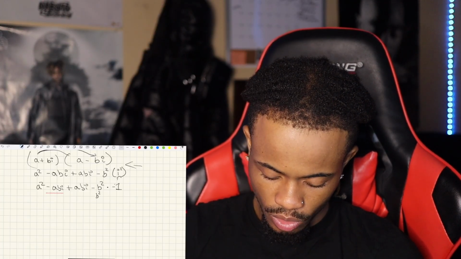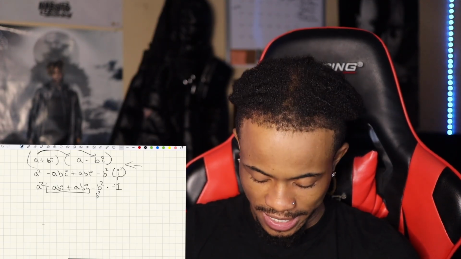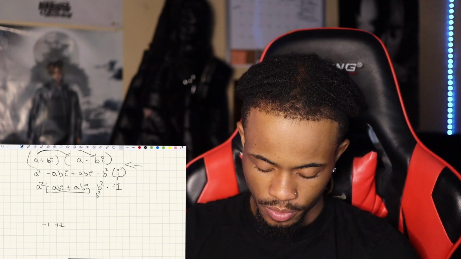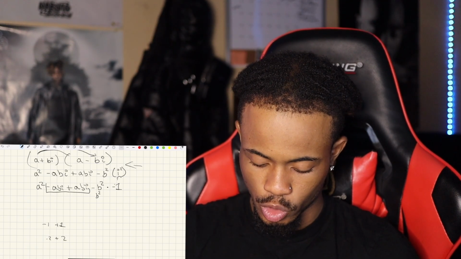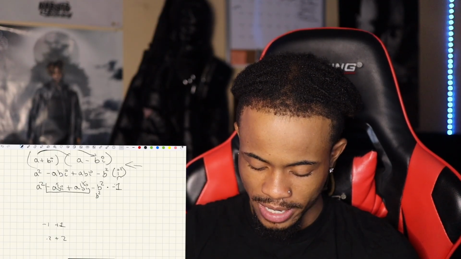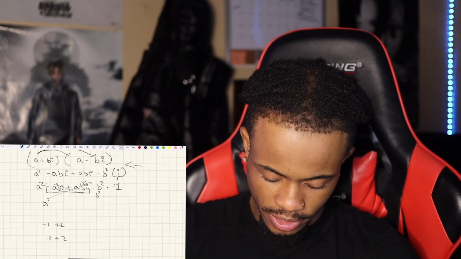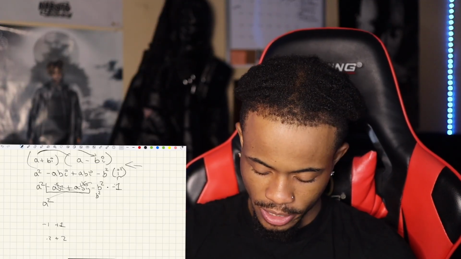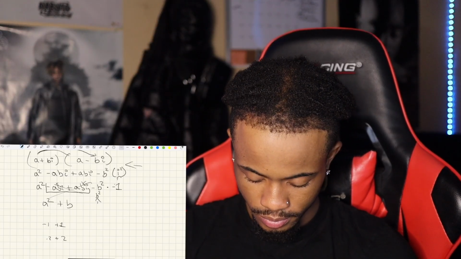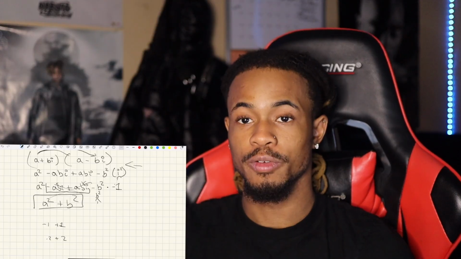Now would you look at this? In the middle of this equation we have plus abi minus abi. So that's like saying -2 plus 2, because these two are the same thing. This is x, this is also x. So negative x plus x cancels each other out. So now we have a squared, since we did negative b squared times negative 1, which is now b squared, we have a squared plus b squared. Now, since we don't have any i's in here, this will always output a real number.